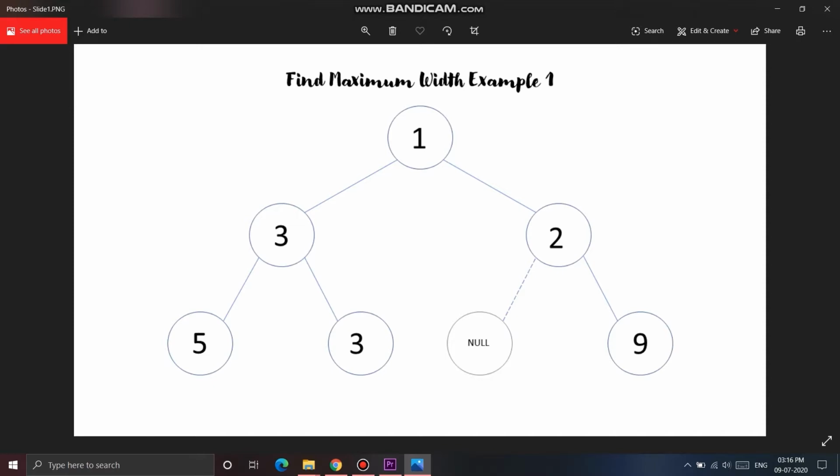Let us see another example. In this example, for level 1, the width is 1. For level 2, the width is 2 because we have two nodes, 3 and 2. And for level 3, the width would be 1.